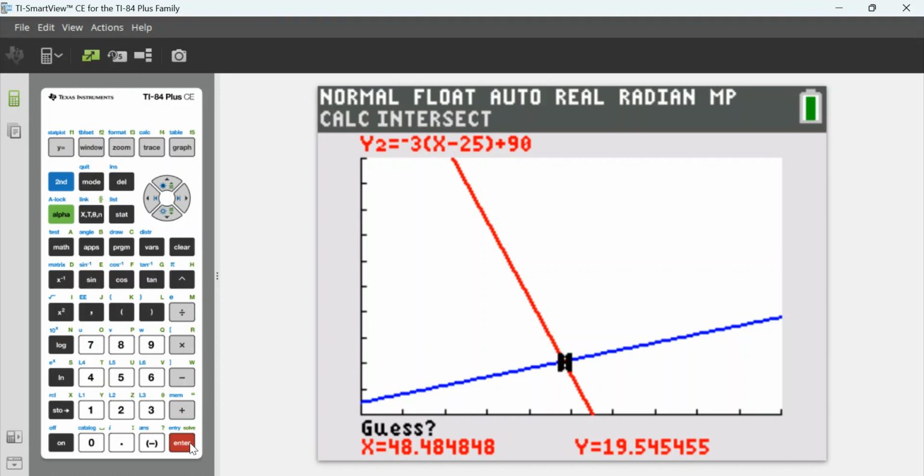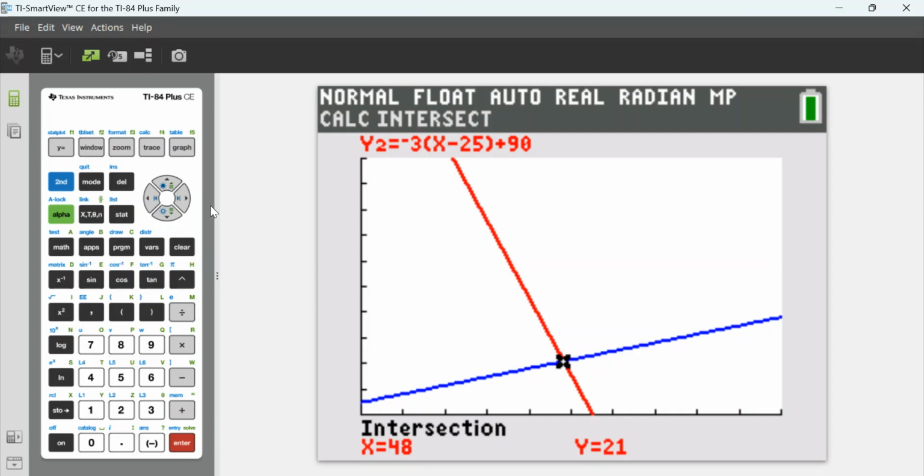In this particular example, the guess doesn't really matter. There is only one intersection point. But in other more complicated situations where you have some curves that might have multiple intersection points, you do want to scroll so that your cursor is close to the intersection point, and then hit enter again. And this tells me that my intersection point is at the point (48, 21).